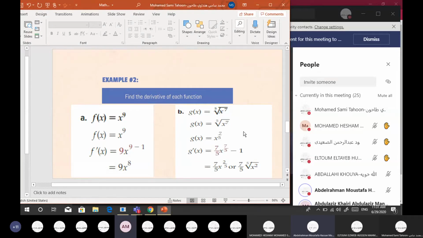Please, Mr. Pythagoras, how can we transfer the radical form to power form? Can you repeat it, please? I didn't hear the question. How can we write the radical form into exponent form? How can we transfer x to the power 7 under the fifth root to the power rule?